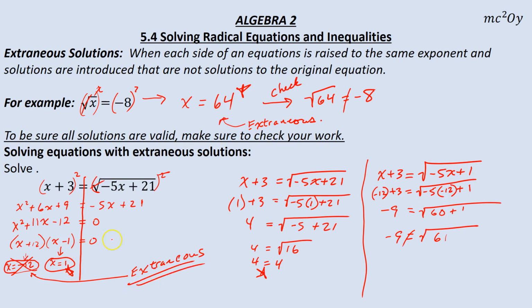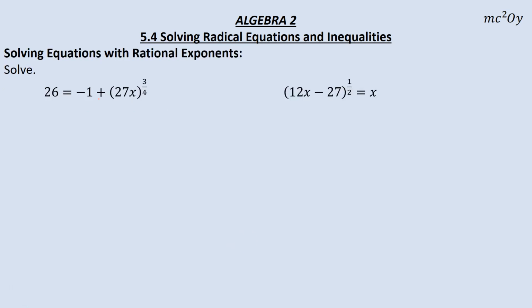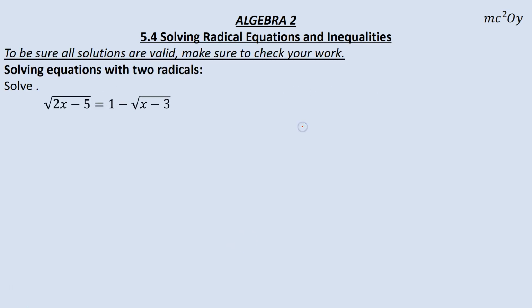So we just cross it out and say our answer is x equals 1. All right, let's check another one here. The root of 2x minus 5 equals 1 minus the root of x minus 3. First step, I'm going to square both sides. Okay, so there and there.